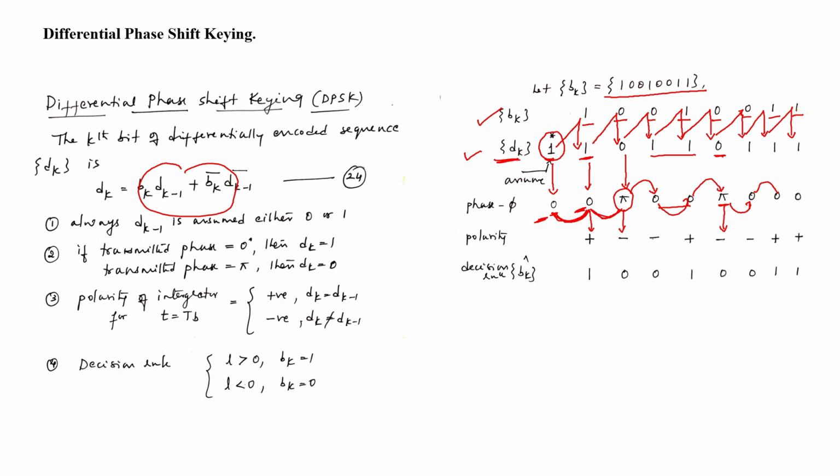Since the phases of the previous bit and the present bit are the same, we are going to get positive polarity. So the decision device, based on the polarity of this integrator, will produce binary 1 or 0. For positive, it will produce 1. For negative, it produces 0. So this is the detail about DPSK.